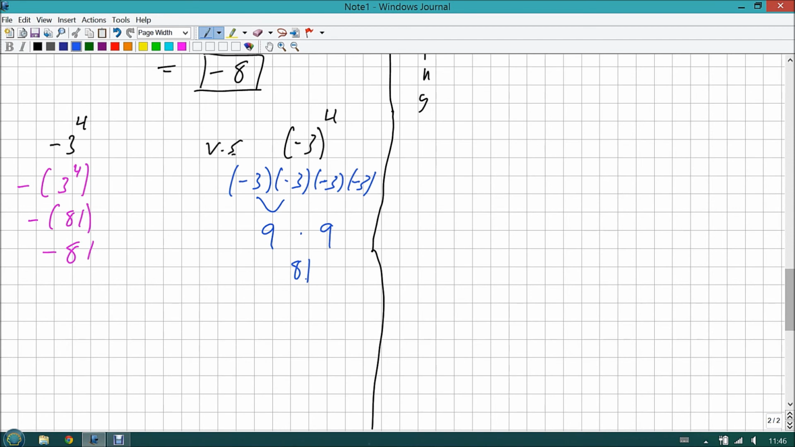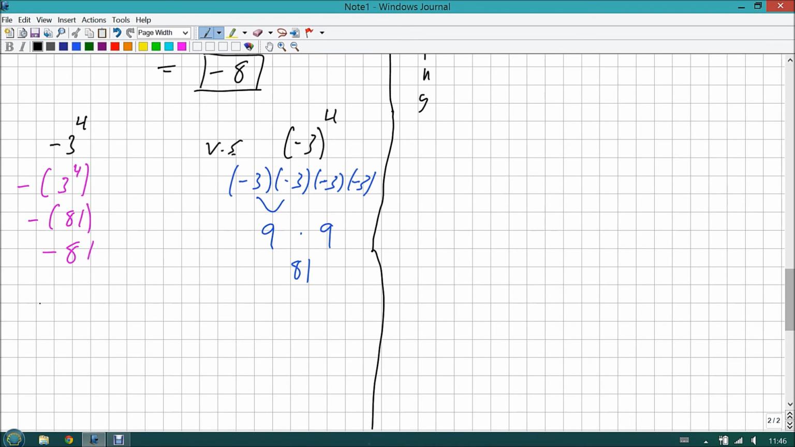Note the difference. It's a very small difference, unless, of course, you're dealing with money, because who wants to be paid -$81 to their bank account when they should be paid $81 to their bank account? I don't know about you guys, but I would much rather have positive $81 in my account.